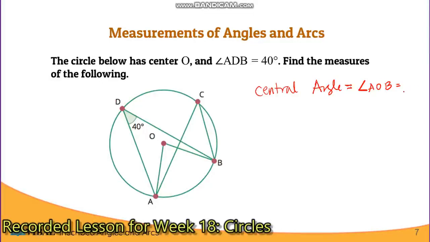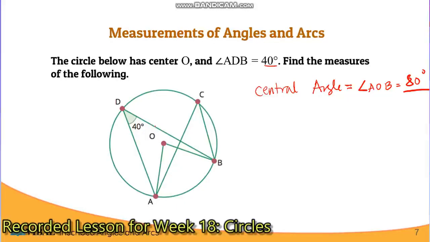Therefore, angle AOB, as we said earlier and as Kyle repeated, thank you Kyle, the inscribed angle is half of the central angle. Therefore, if our inscribed angle here is 40 degrees, the measure of our central angle is what? 80. Okay, very good. We have 80 degrees.